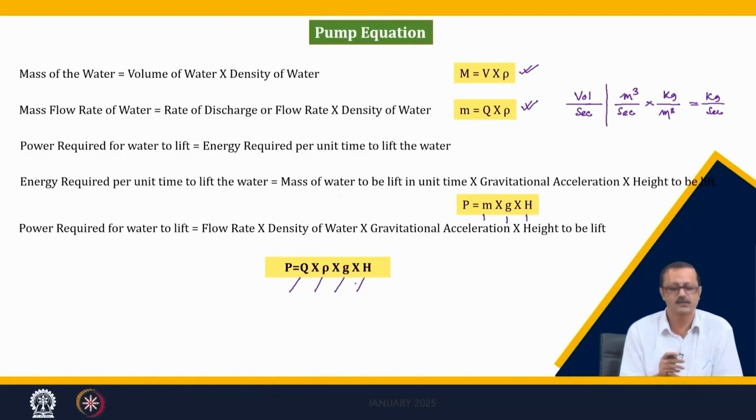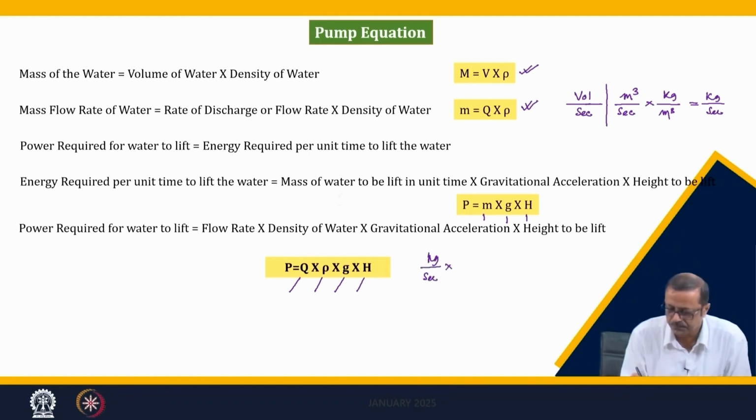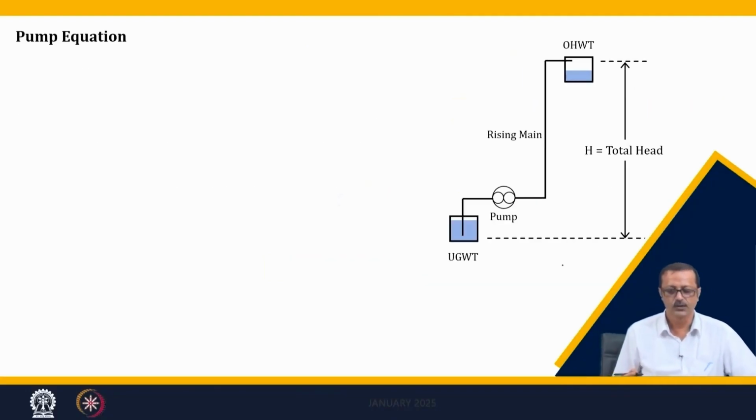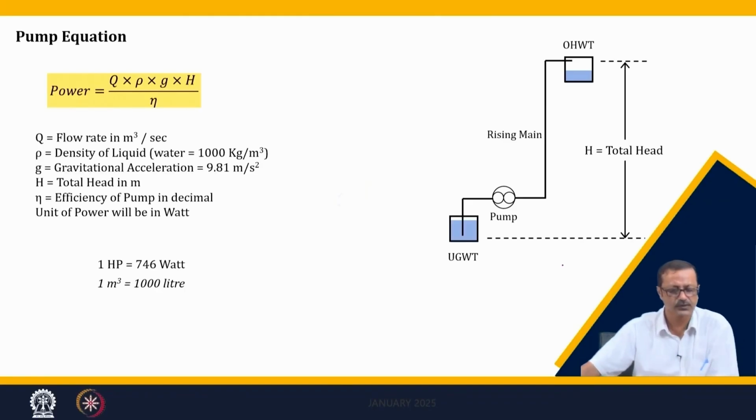This is not the energy, this is the power, because if I see this Q into rho, it is kg per second multiplied by the g, which is meter per second square. This gives me the force into h. So, this is the energy per second. So, that means it is watt. So, it is the power. So, that we can understand from this equation. So, we have this equation with us.